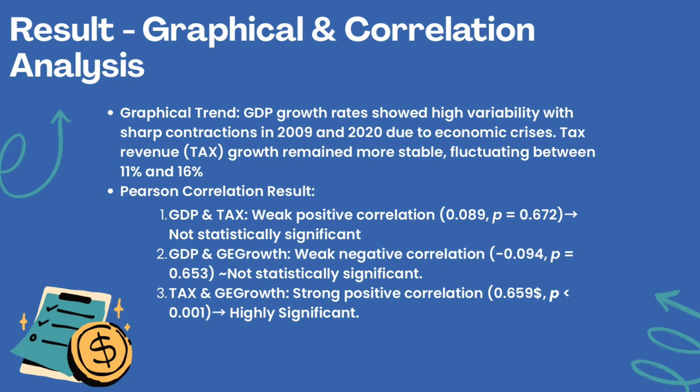From the graphical trend, Malaysia experienced sharp declines in GDP growth during the economic crises in 2009 and 2020. However, tax revenue remained relatively stable, fluctuating between approximately 11% and 16%.